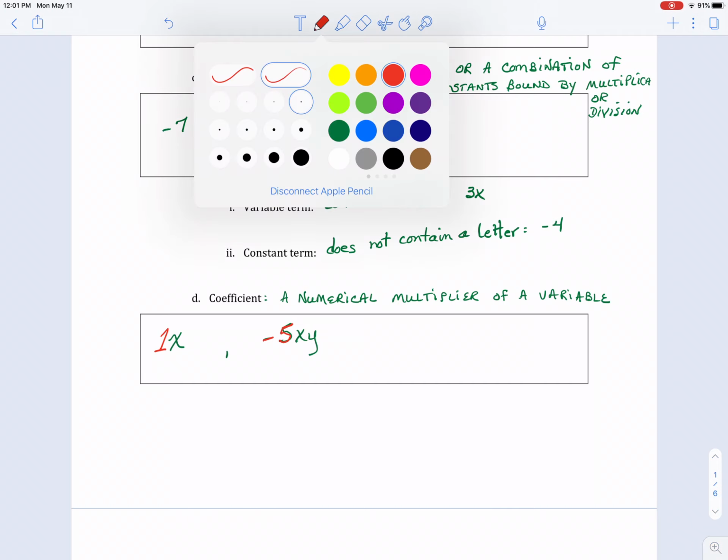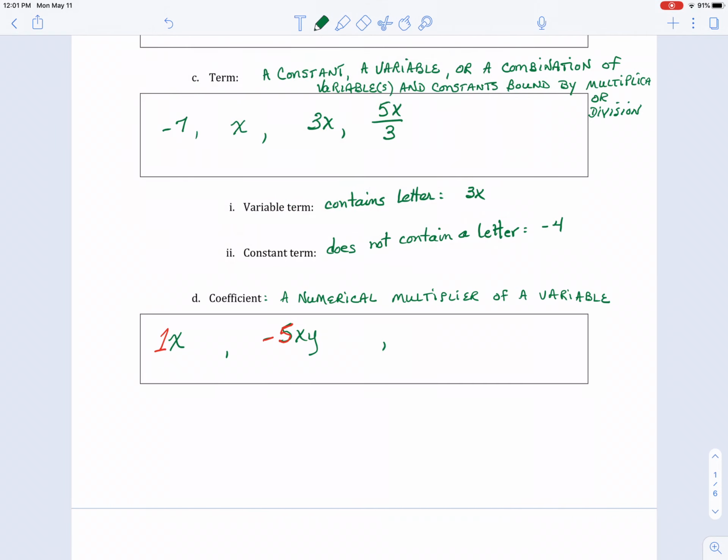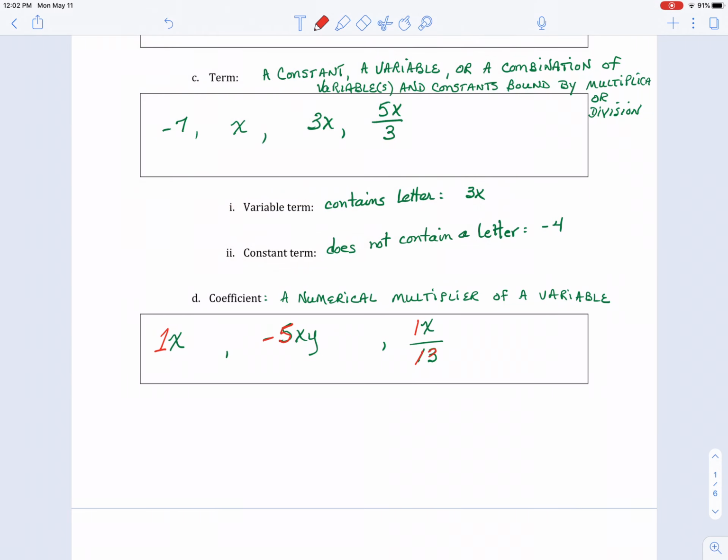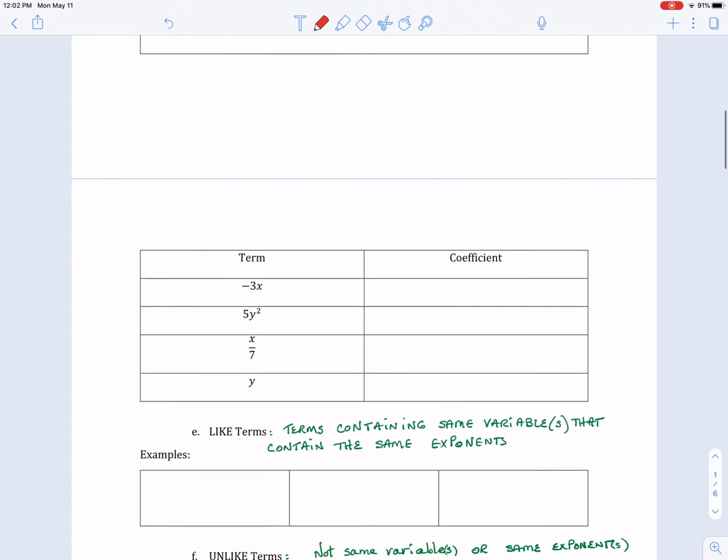One other thing, let me show you something that's a fraction. Let's say that you have x over 13. And again, you have to be aware of the fact that there is a numerical coefficient of 1 in front of that x. So the numerical coefficient of this entire term would be this 1 over 13. So numerical coefficient or coefficient is a multiplier.